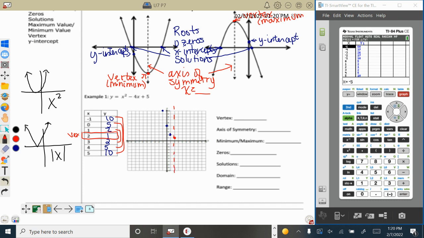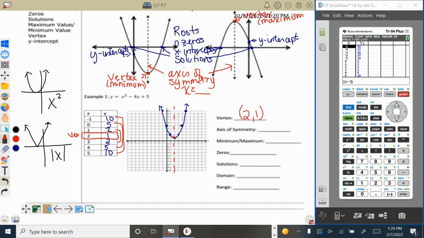And in a case where we only have half of our parabola, we can use that axis of symmetry and mirror our points across the axis of symmetry. Okay, so I'm going to go 3 away. 1, 2, yes. Okay. And then we're going to connect our points and make our little U shape. Okay, so our vertex is at 2, 1.